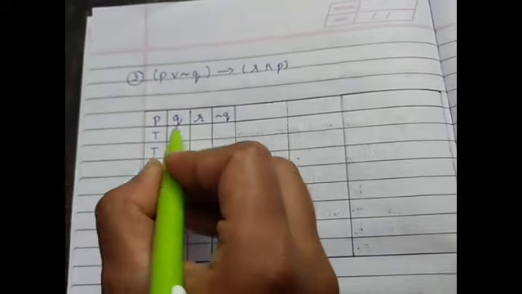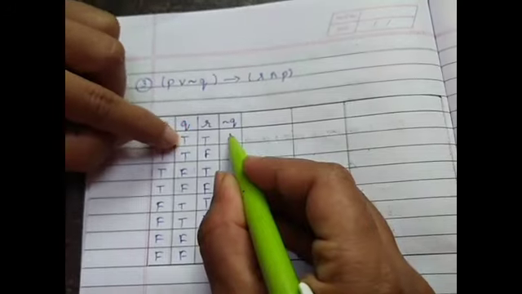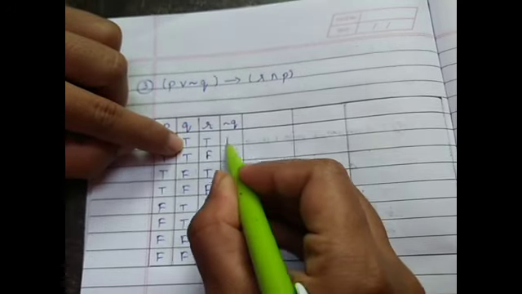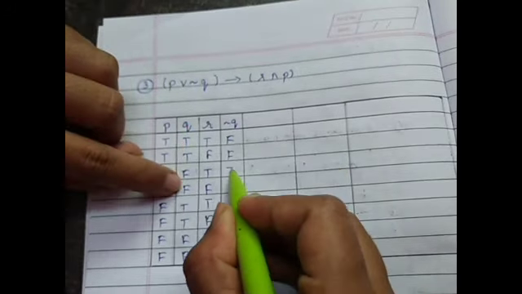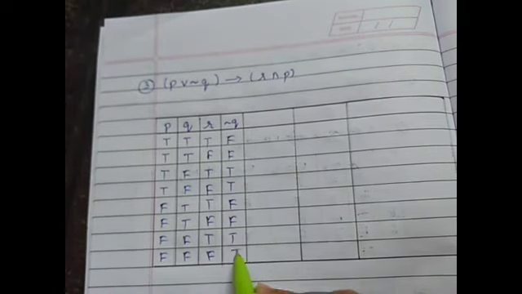For Q we will write 2 times T, 2 times F, 2 times T, 2 times F. For R we will write T, F, T, F, T, F, T, F. Negation Q will be what? Opposite of Q. So T, here we will write F, F, T, T, F, F, T, T.